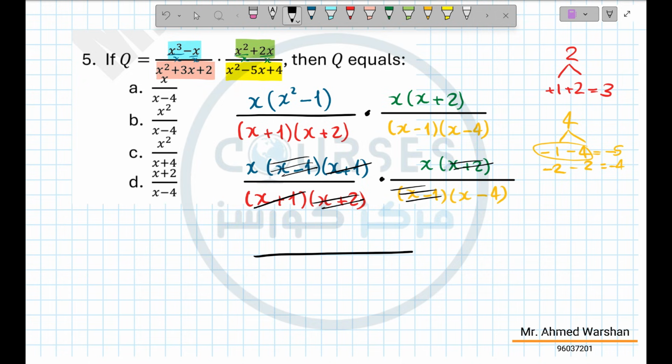So what do we have left? On the top, we only have this x and this x, multiply them, so that's x squared. On the bottom, we only have x minus 4, so the answer is B.